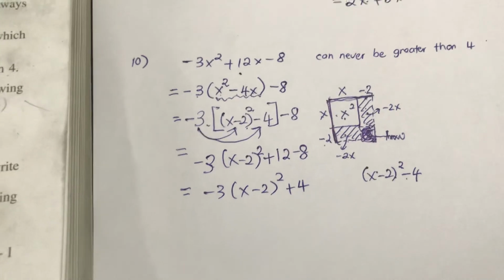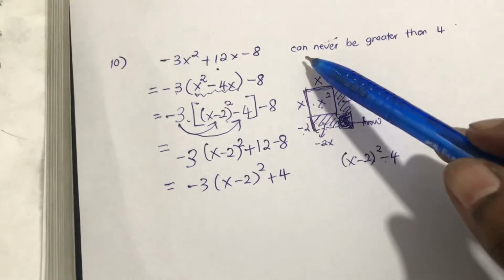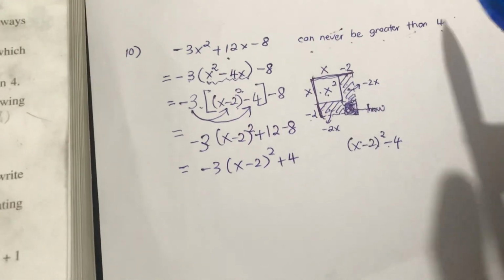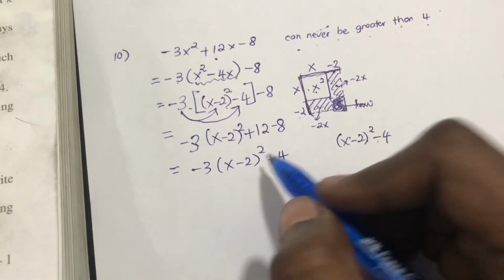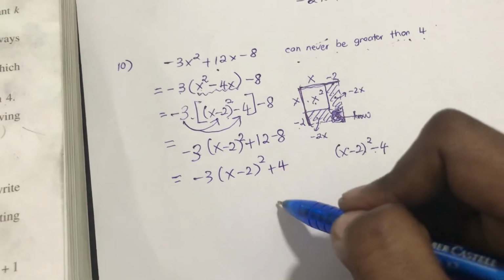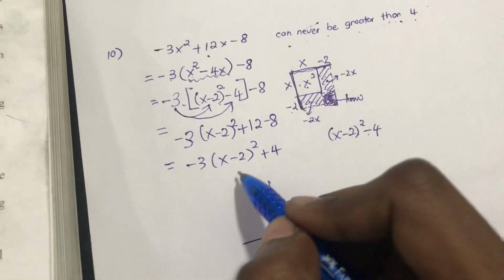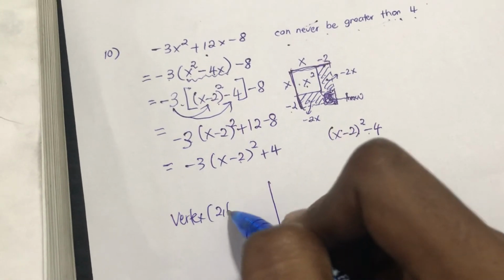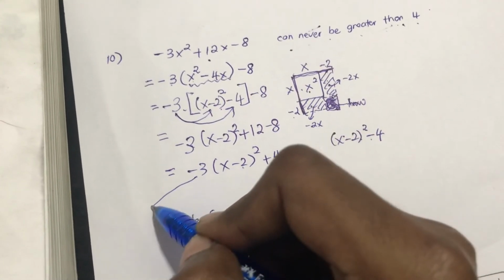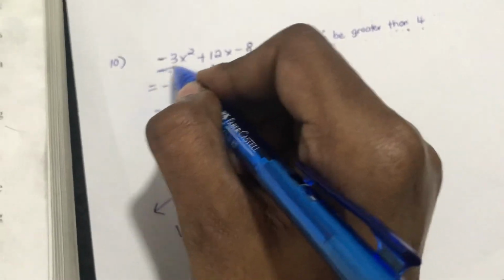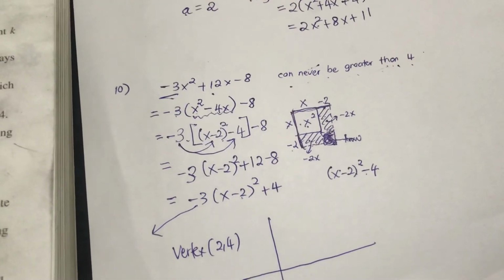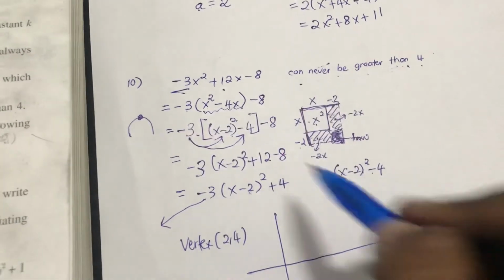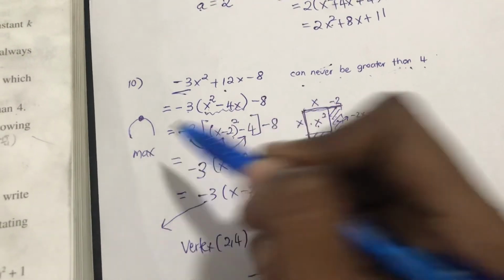Correct? Okay, now let's check. Question says, show that it can never be greater than 4. What is the meaning of can never be greater than 4? Okay, let's visualize because it's easier. So I'm going to draw. What is my vertex from here? Of course, your vertex is (2, 4). Is it minimum or maximum? You look at this value here. Minimum or maximum? Sad shape, right? Sad means you get a highest most point here. So of course it's going to be a maximum curve.